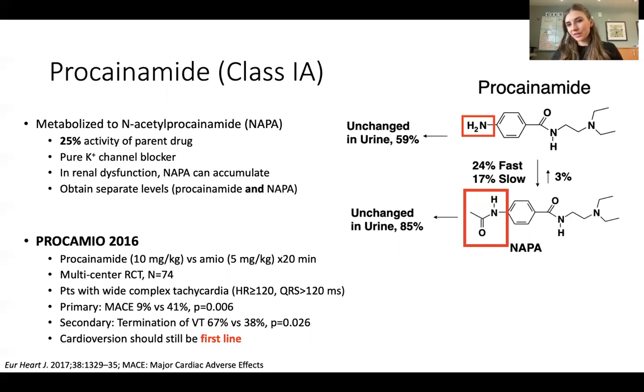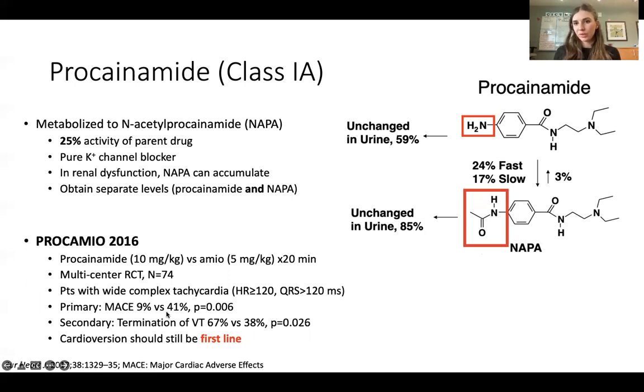And this is reflected in the PROCAMIO 2016 study. This was a randomized controlled trial where they looked at 70 such patients with a wide complex tachycardia. And they compared procainamide 10 mg per kg versus amiodarone about 5 mg per kg. And they did a 20-minute infusion. And the primary outcome that they were looking at was MACE, so your major adverse cardiovascular effects. And you can see the quite significant reduction in the procainamide group compared to amiodarone.